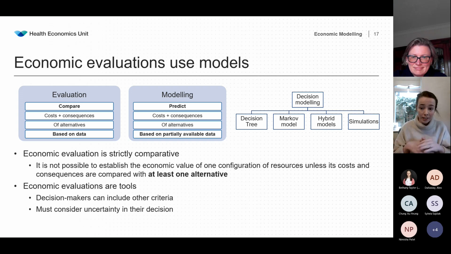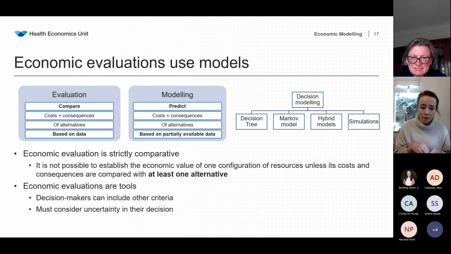You have to have at least one alternative. You can't do an economic evaluation about one scenario without a comparator. The comparator might be no intervention. It might be not intervening, but not intervening in and of itself is a comparator. You're comparing against the do nothing option or the current practice, whatever that might be.